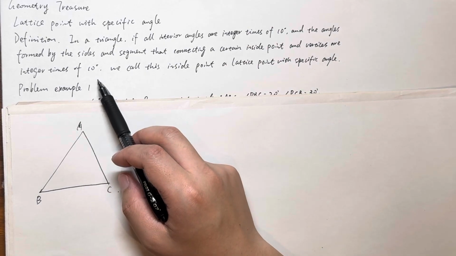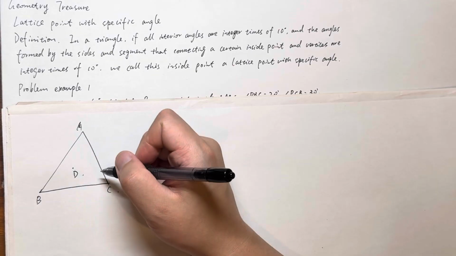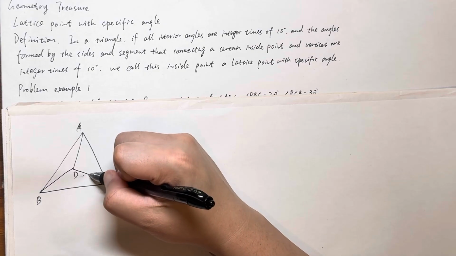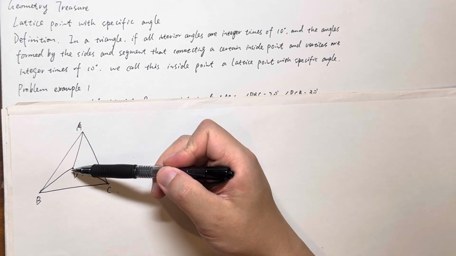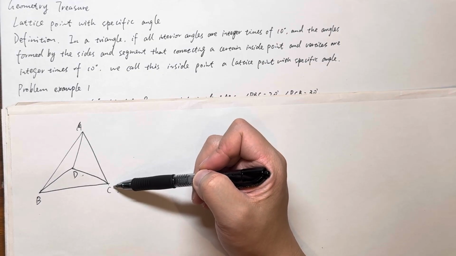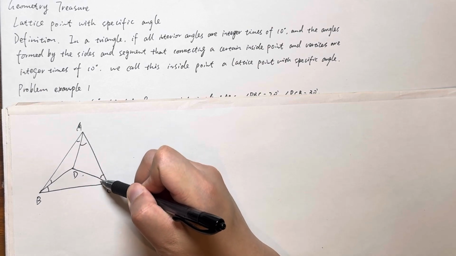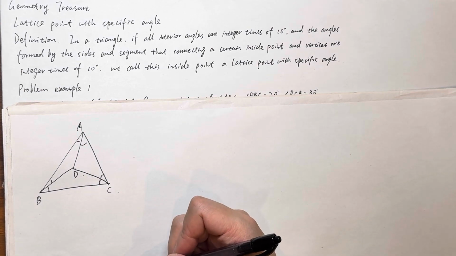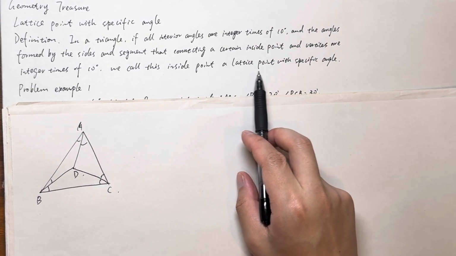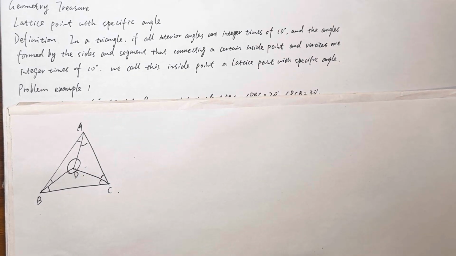times of 10 degrees, which means we have a point inside of the triangle ABC, let's call it D. And the angles formed by the sides and the segments connecting this point to the vertices are also integral times of 10 degrees, which means these 6 angles are integral times of 10 degrees. We call this inside point a lattice point with specific angle. So this point is a lattice point with specific angle.